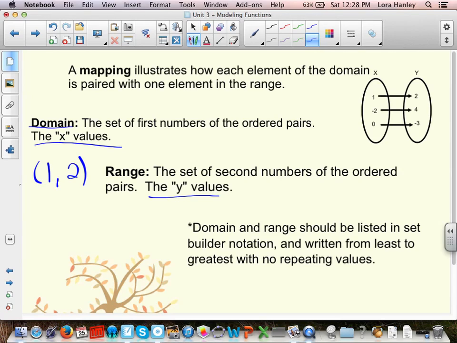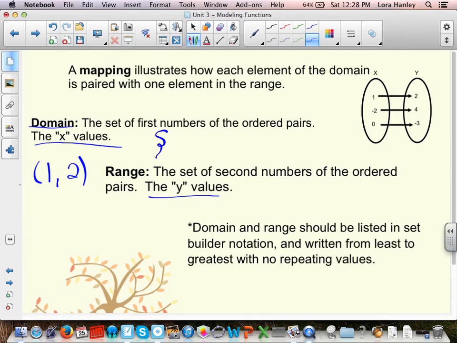And when we start talking about functions, we'll have to be more specific, but a mapping could look like anything as long as you have a domain and a range. We use arrows to determine which domain number goes to which range number. When we list domain and range from a set of ordered pairs, we like to use set notation.